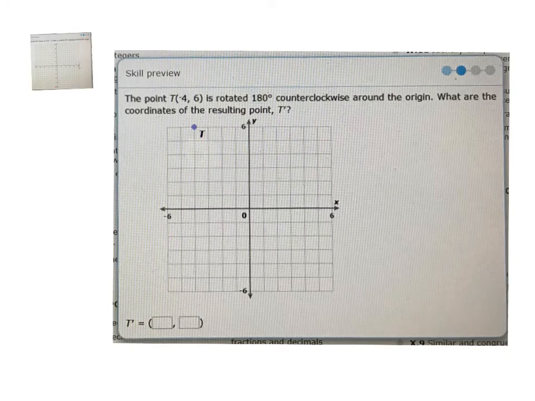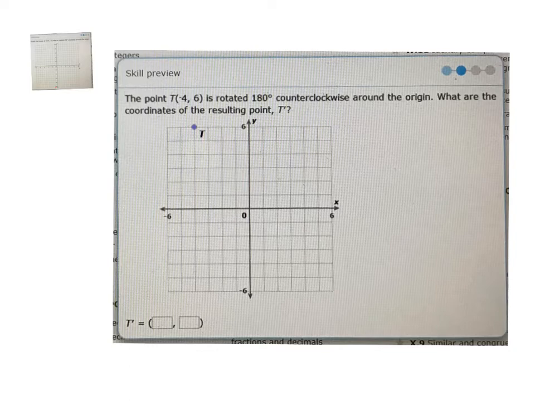Same type of example. The point T, negative 4 and 6, is rotated 180 degrees counterclockwise around the origin. What are the coordinates of the resulting point, T1? By the way, I didn't say this last time, but clockwise, hopefully you realize the clock goes in this direction. So counterclockwise is the opposite direction. Because we're going 180 degrees, it doesn't really matter, but we'll just follow that. It could be important if you're going 90 degrees counterclockwise.